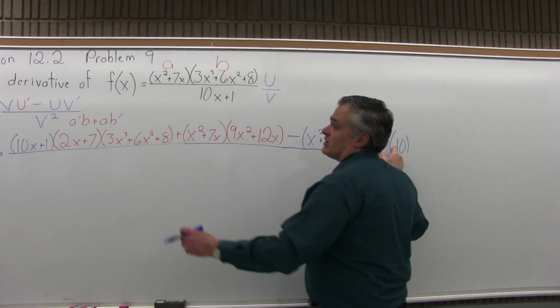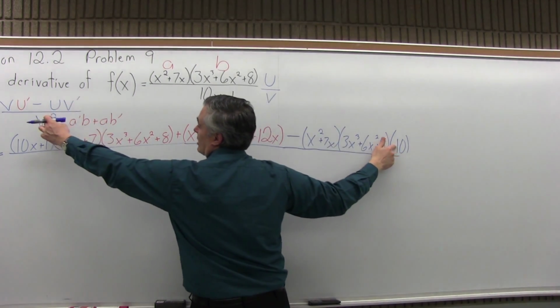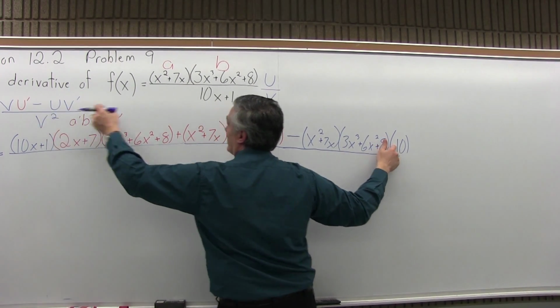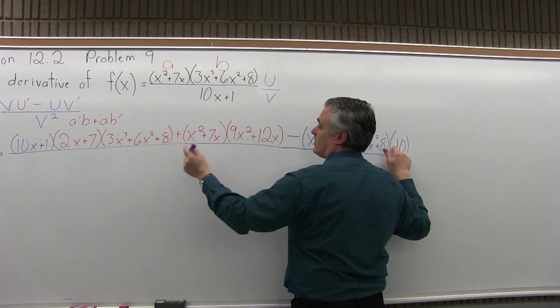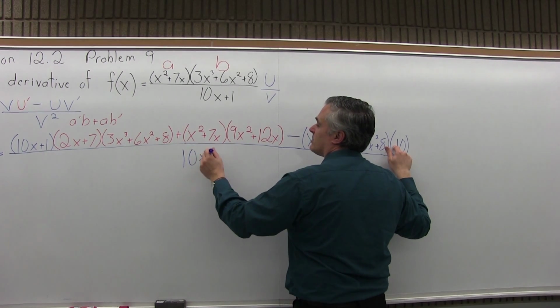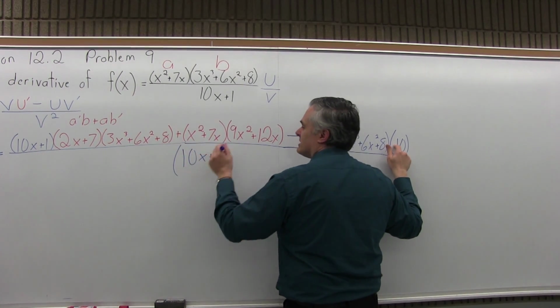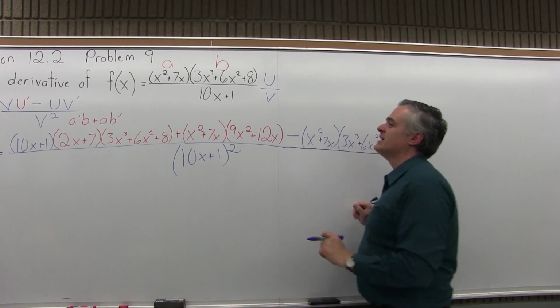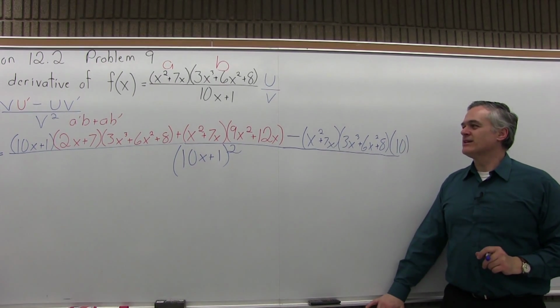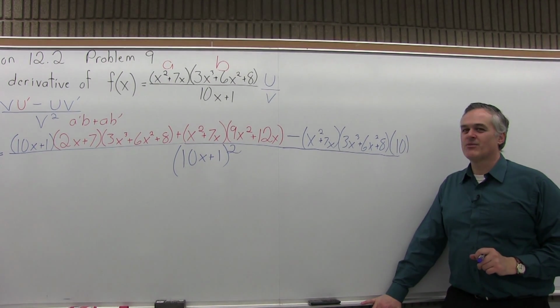Now, that has filled out the top of my quotient rule. The denominator, fortunately, is much easier, just v squared. No prime, no nothing. So v is 10x plus 1. V squared is 10x plus 1 in parentheses with a second power on the parentheses. And now, finally, that's the answer. That is f prime of x.